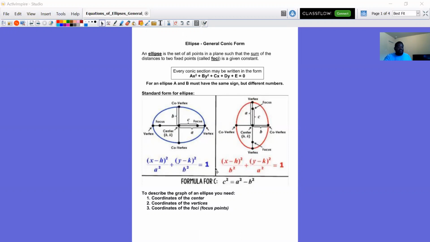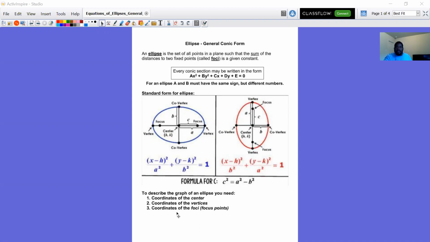So once we get the standard form, we would have to describe the ellipse using three things. First, we need the coordinates of the center. Two, we need the coordinates of the vertices, where you have 4 vertices total. You have 2 vertices, one to the left and one to the right of the center. And then you have the other 2 vertices, one at the top and one at the bottom of the center.